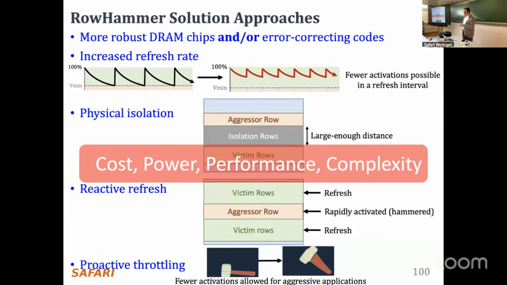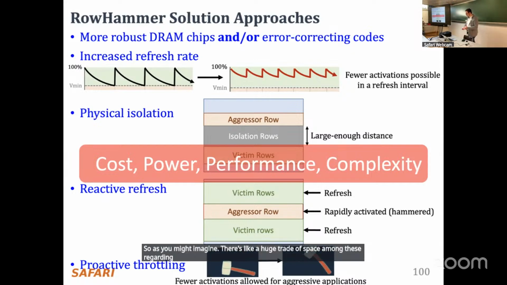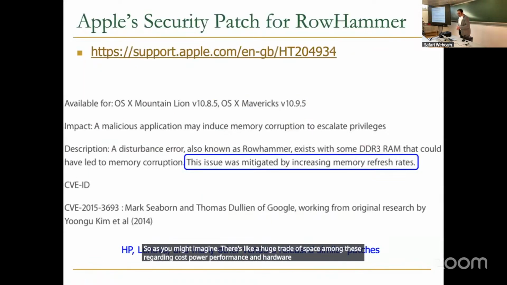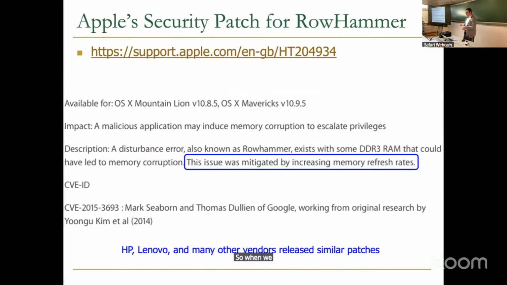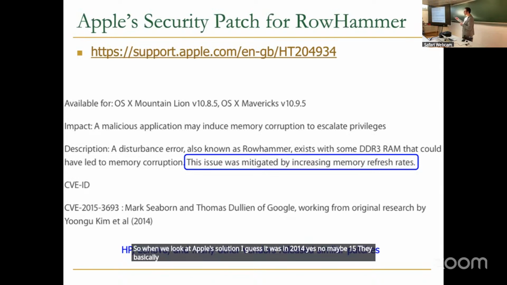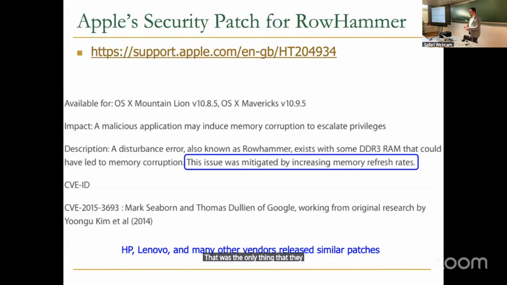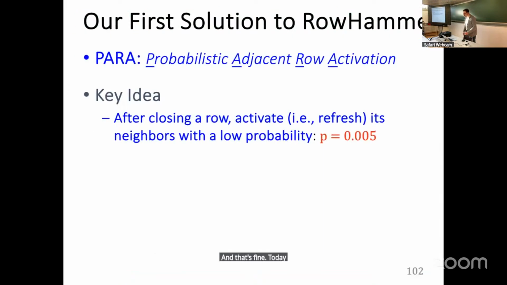So as you might imagine, there is a huge trade-off space among these regarding cost, power, performance, and hardware complexity. So when we look at Apple's solution, I guess it was in 2014. Yes, no, maybe 15. They basically increased the refresh rate. That was the only thing that they could have done at that time, and they did it, and it's fine. But today it doesn't work.